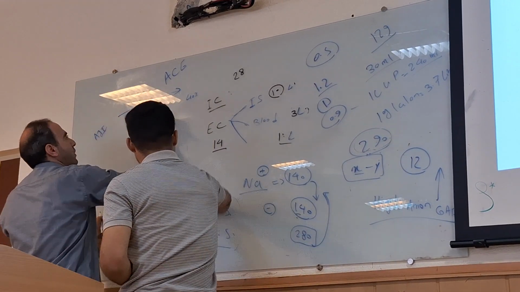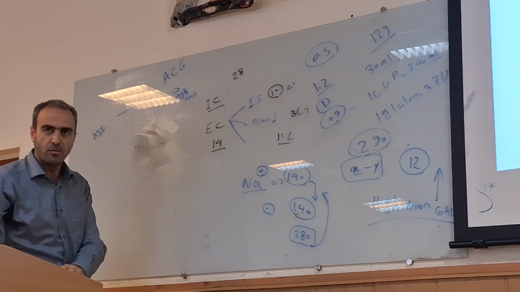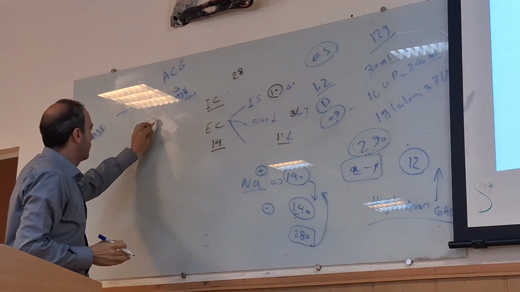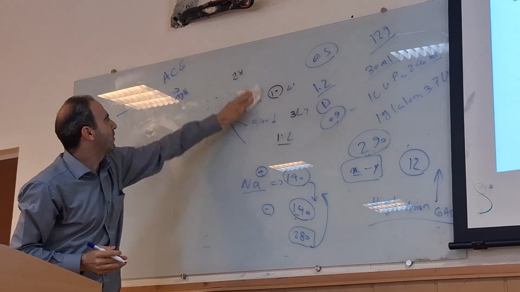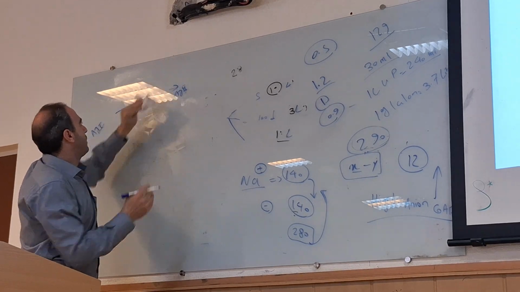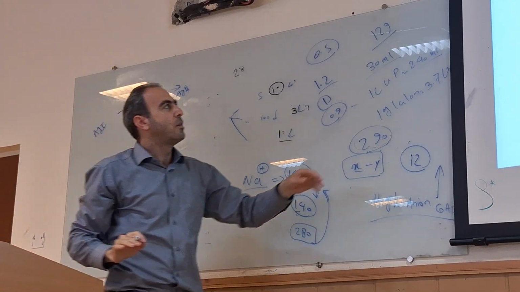to angiotensin 2. So this ACE is a very important enzyme, which is produced by the lung.